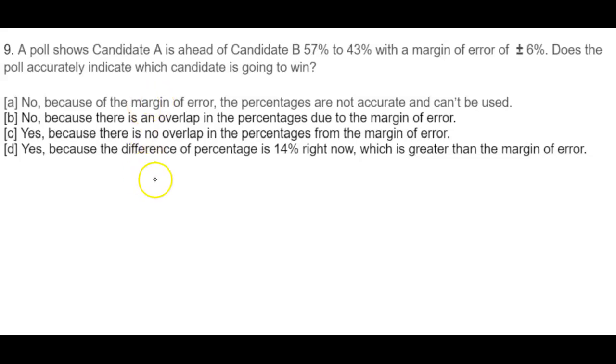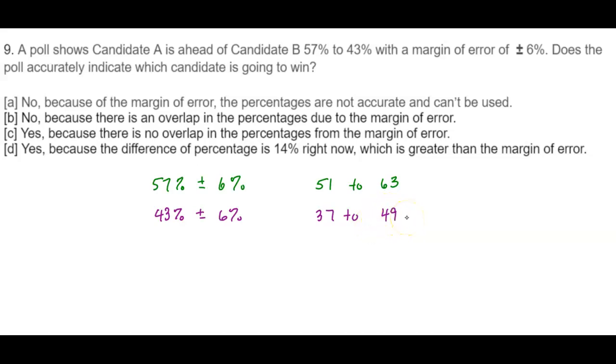So candidate A has 57%. Both of them have a margin of error of 6%. So candidate A has a range of possible values of, if I subtract 6, I'm going to get 51. If I add 6 to 57, I'm going to get 63. Now, if we do the same for candidate B, B has 43% of the votes, also with a 6% margin of error. So if I subtract 6 from 43, I get 37. If I add 6% to 43, I get 49.